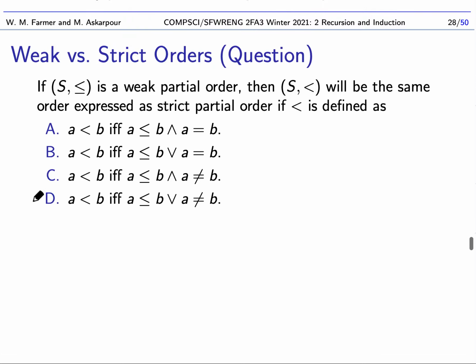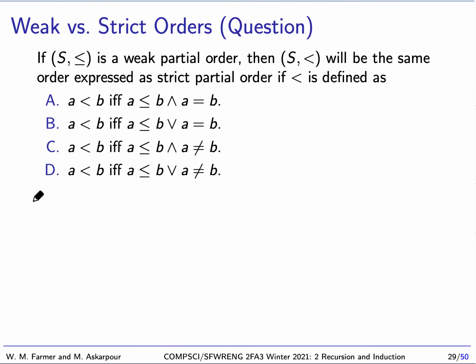Oh, I guess before we get to total order, I forgot we have a question to do. So let's say S less than or equal is a weak partial order. Then we can say S strictly less than will be the same order expressed as a strict partial order if we define less than from less than or equal in which way? I'll give you a moment to think about it.